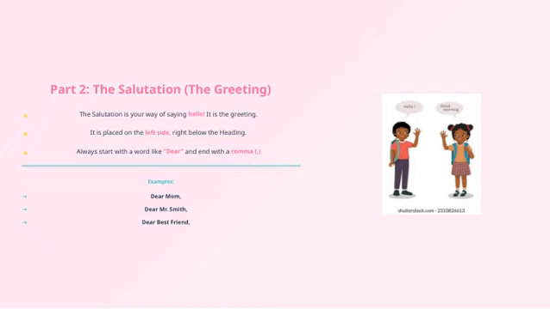Now let's talk about part 2, the salutation, which is essentially your way of saying hello. It's the greeting you use at the beginning of your message or letter. You'll notice it's placed on the left side, just below the heading. When you start your salutation, always begin with a word like "dear." It's a friendly, respectful way to address the recipient. And remember, it's important to end your salutation with a comma. For example, you might say, "Dear Mom," or "Dear Mr. Smith," or even "Dear Best Friend," depending on who you're addressing. This part sets the tone for your message and helps establish a polite, approachable connection right from the start. So keep it simple, genuine, and suited to the relationship you have with the person you're greeting.